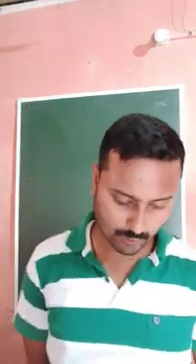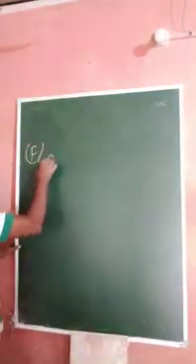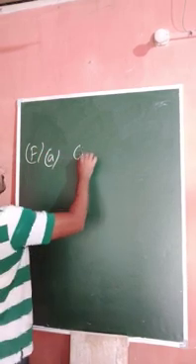Question number F, A: Samira bought a watch for rupees 4,600 and sold it at a loss of rupees 150. So how much did she sell it for? That means cost price is given, and the amount of loss is given. So we have to find the selling price. Okay.